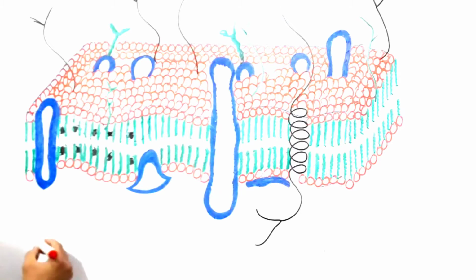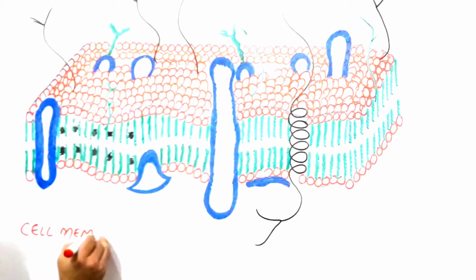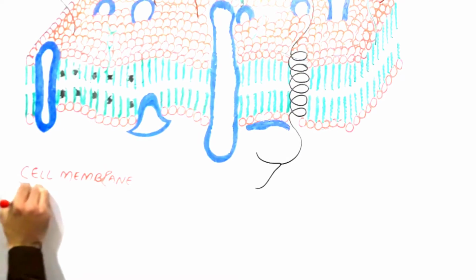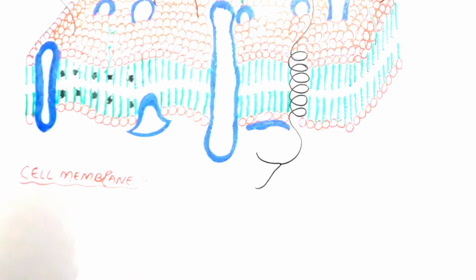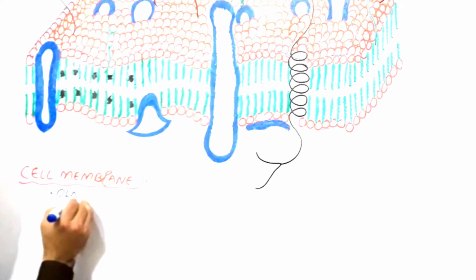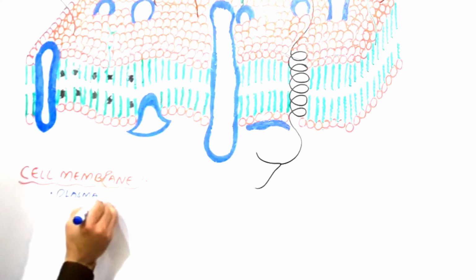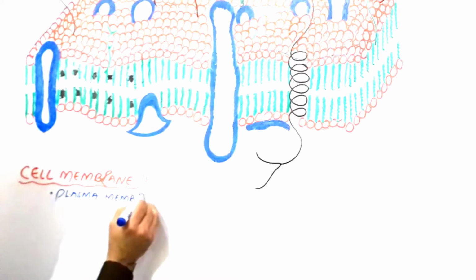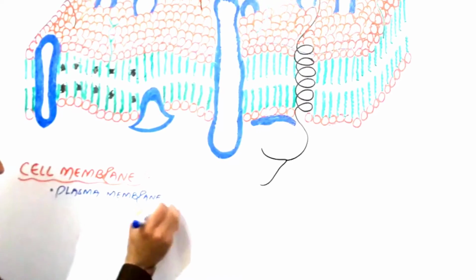First of all, let me define what a cell membrane is, right? The cell membrane is also known as the plasma membrane, right friends? Why is it called the plasma membrane? Because it is surrounding the plasma of the cell, the cytoplasm of the cell. That's why we call it the plasma membrane.